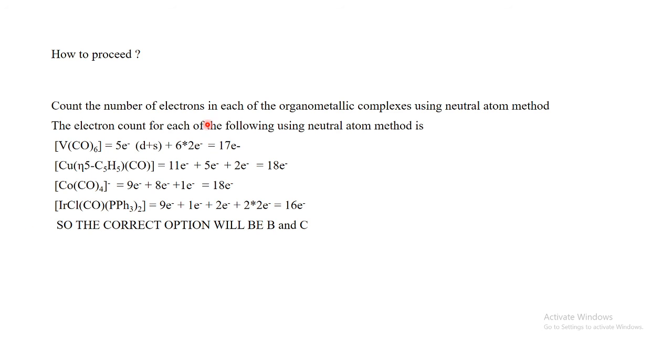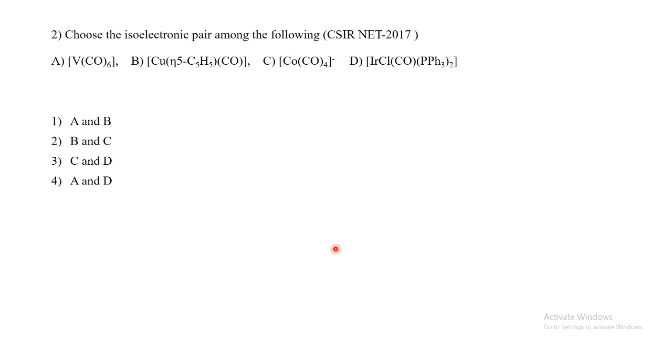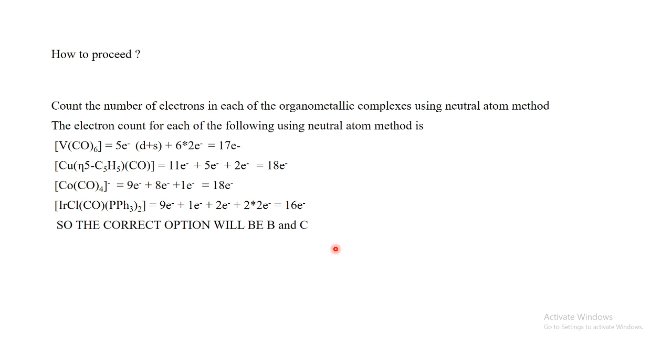So if we see the electron counts, the organometallic complexes of copper and cobalt have the same number of electrons, that is 18 electrons. So the correct option will be B and C.